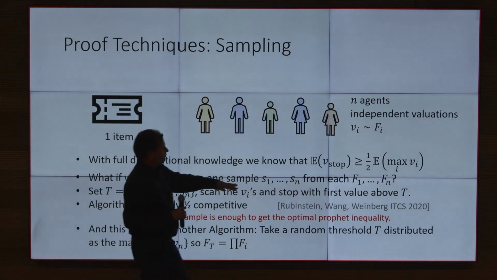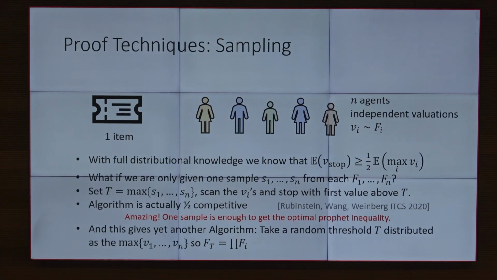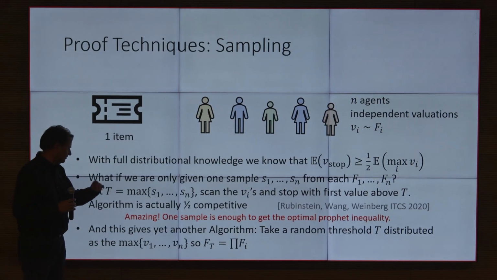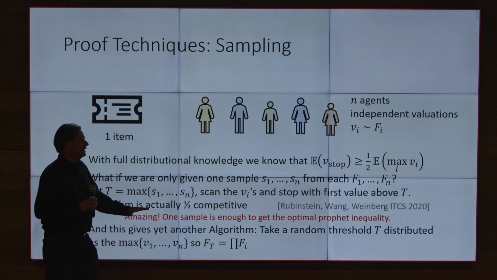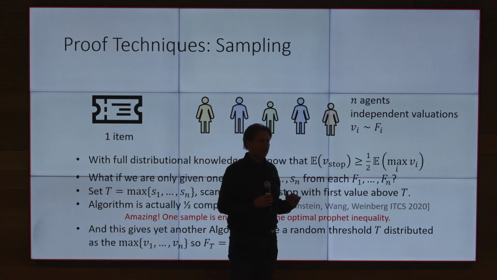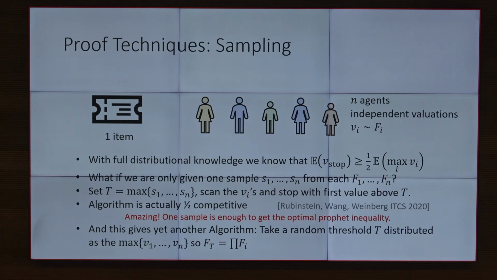We know this theorem with full distributional knowledge. What is very interesting is that with one sample from each distribution, I will maybe continue saying sample and then you correct me every time. So with one sample, we again obtain the optimal profit inequality, the best possible, without knowing the distribution. I just give you a bunch of values, and I swear to God that these values are drawn from this distribution.